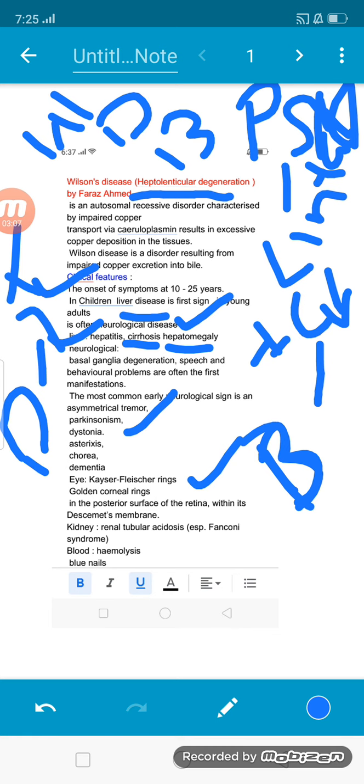It also affects your kidney, where it tends to cause renal tubular acidosis and Fanconi syndrome. In the blood, it causes hemolysis, and it also causes blue nails.